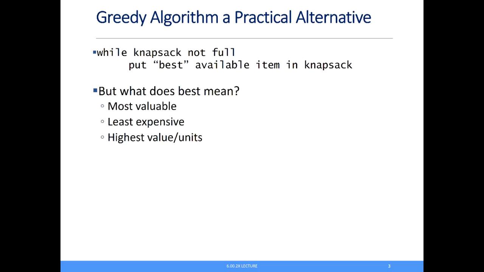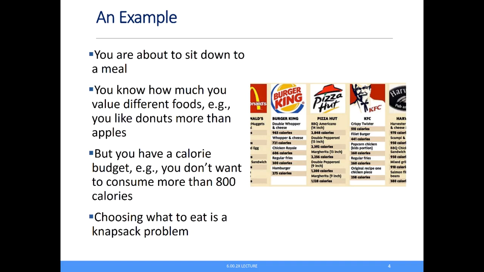We still have a question, though. What does it mean to put the best item in? What does best mean? Is it the most valuable? Is it the least expensive? Or maybe it's the ratio of the value to the expense in some units to be determined. Before we look at the algorithm, let's look at an example.